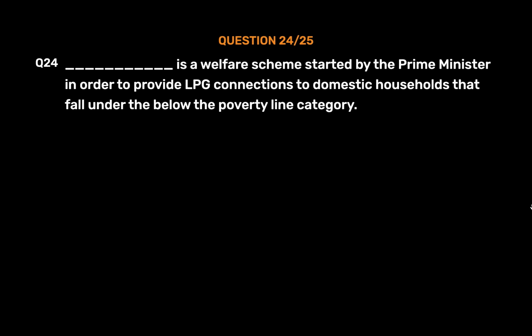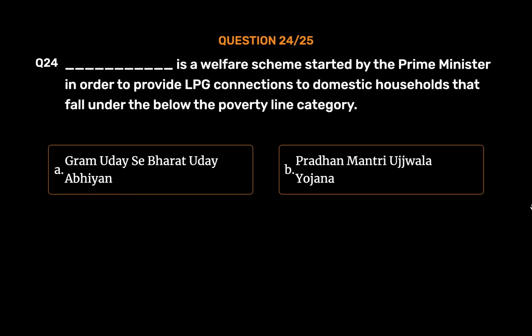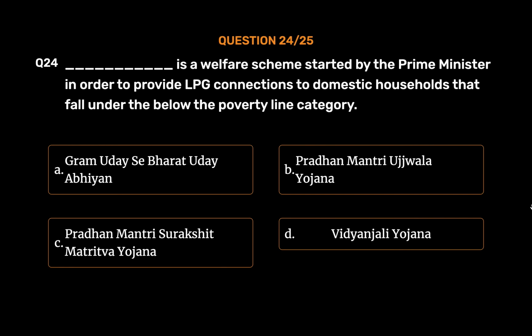Question number 24. Underscore is a welfare scheme started by the Prime Minister in order to provide LPG connections to domestic households that fall under the below the poverty line category. Option A. Gramoday se Bharat Uday Abhiyan. Option B. Pradhan Mantri Ujjwala Yojana. Option C. Pradhan Mantri Surakshit Matritva Yojana. Option D. Vidyanjali Yojana. The correct answer is Option B.